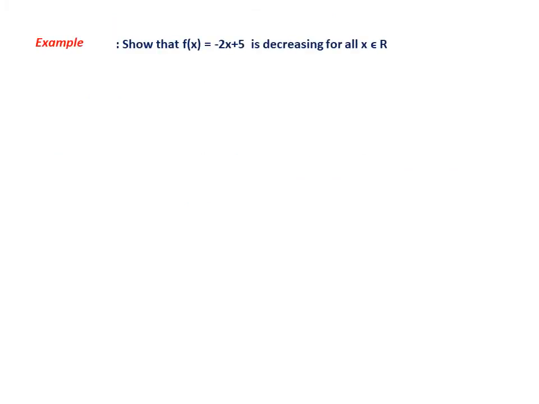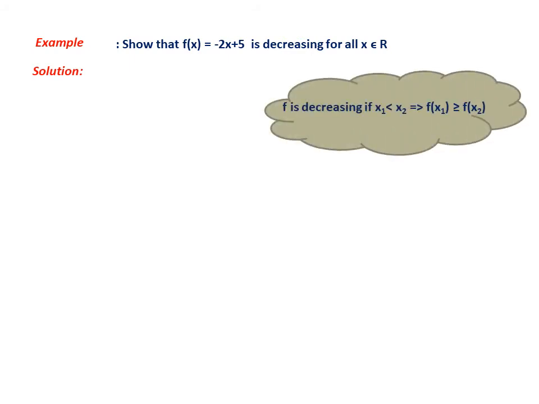Next example, show that f of x equal to minus 2x plus 5 is decreasing for all x belonging to R. See the solution. What is the definition of decreasing? f is decreasing if x1 less than x2 implies f of x1 is more than or equal to f of x2. Therefore, you have to prove using this method only. Suppose x1 and x2 are two real numbers such that x1 is less than x2. Then when you multiply by minus 2, inequality changes. Last year you have seen this one. Then add 5, inequality will be the same. So minus 2x1 plus 5 is more than minus 2x2 plus 5. But what is minus 2x1 plus 5?